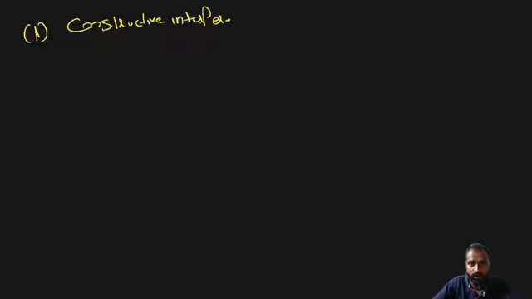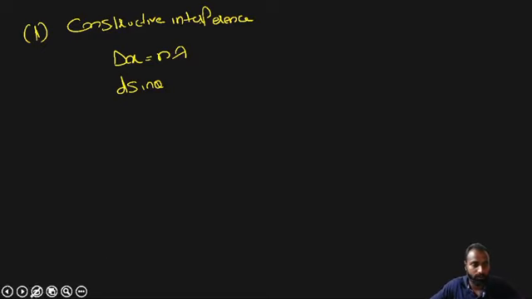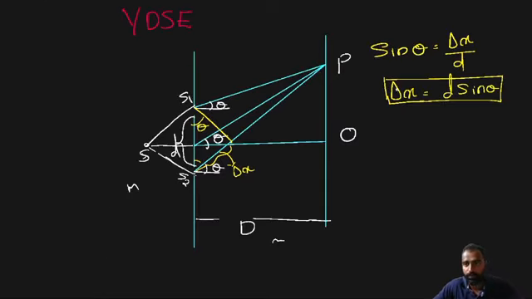Interference. This condition is delta x equal to n lambda. The delta x is d sine theta. Okay, here theta is very small.